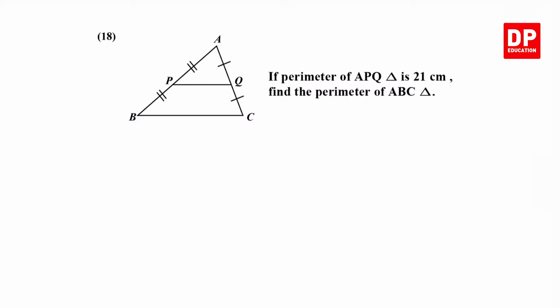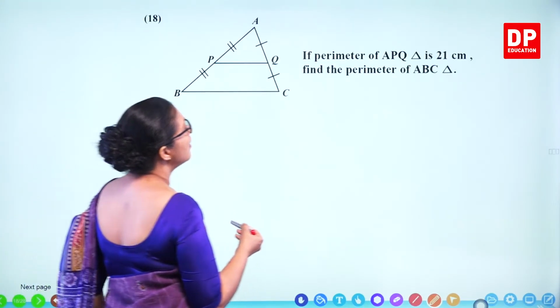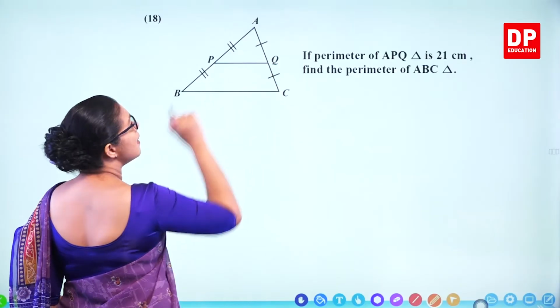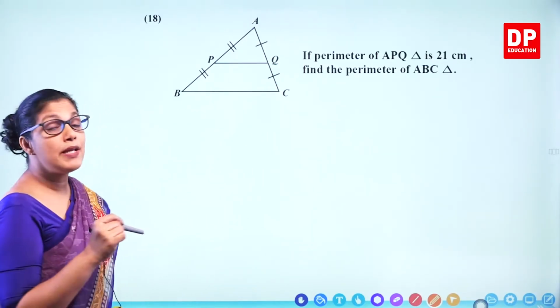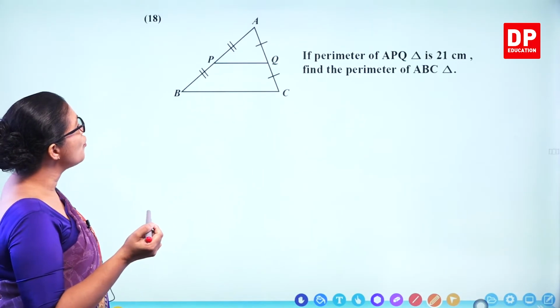Question number 18. If the perimeter of triangle APQ is 21, so this one is 21, find the perimeter of ABC. What do you know about that?